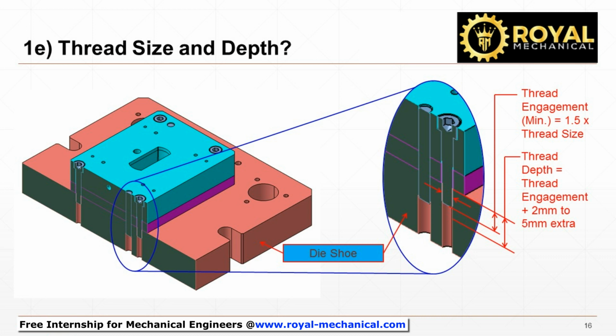How do we decide the thread size and depth? The thread size should be the same as the screw size. The thread engagement should be 1.5 times the thread size. And the thread depth should be thread engagement plus 2 mm to 5 mm extra. For example, if you are using an M10 screw, then the thread engagement should be minimum 15 mm, and the screw thread depth on the die shoe can be 2 mm to 5 mm extra. That is, the screw thread depth on the die shoe can be 17 mm to 20 mm.